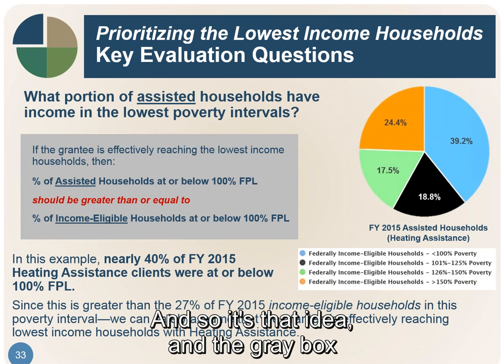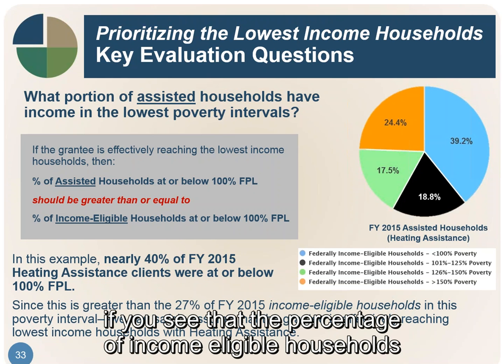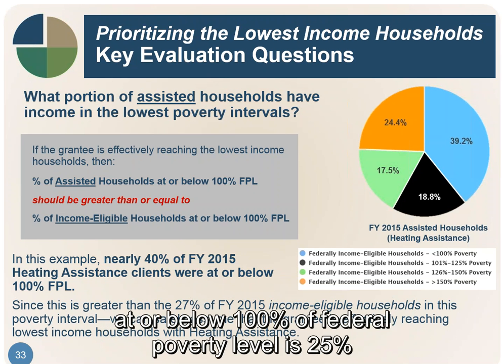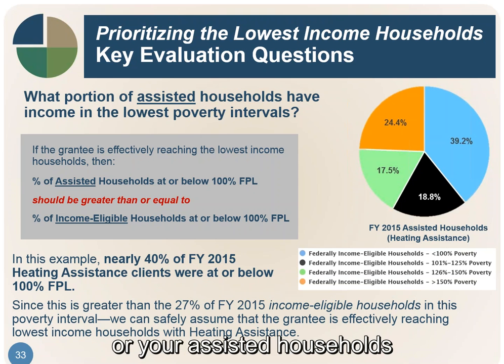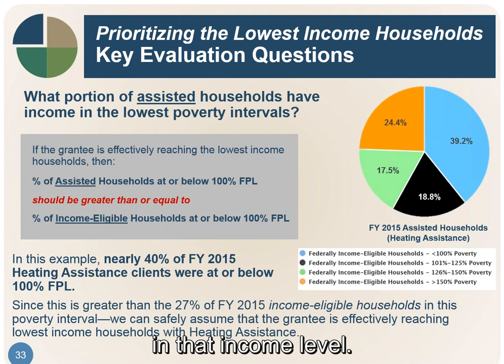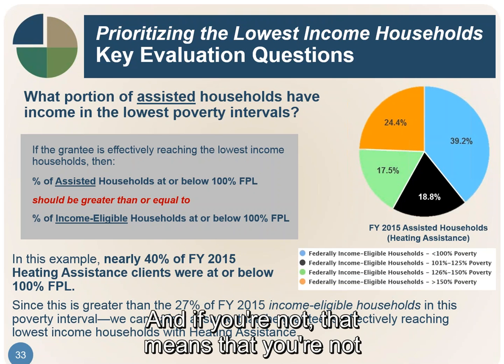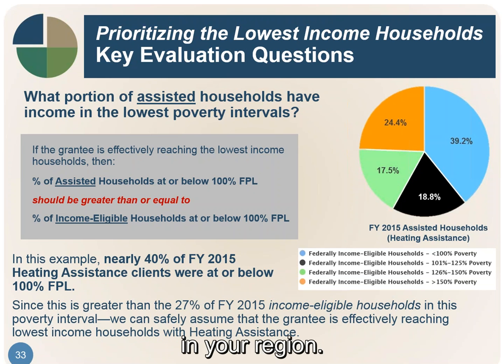And the gray box is really that idea to look at in your data. If you see that the percentage of income eligible households at or below 100% of federal poverty level is 25%, then when you look at your assisted households, you should be able to see that same 25% assisted in that income level. And if you're not, that means that you're not necessarily reaching the lowest income folks in your region.